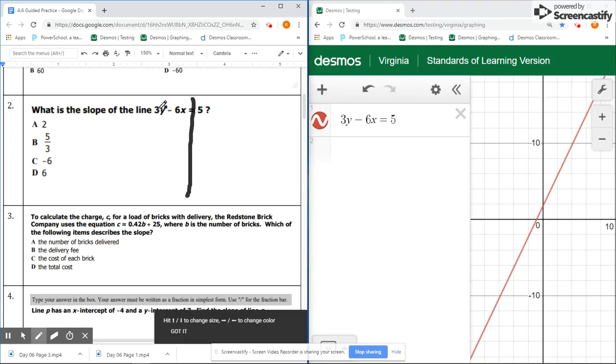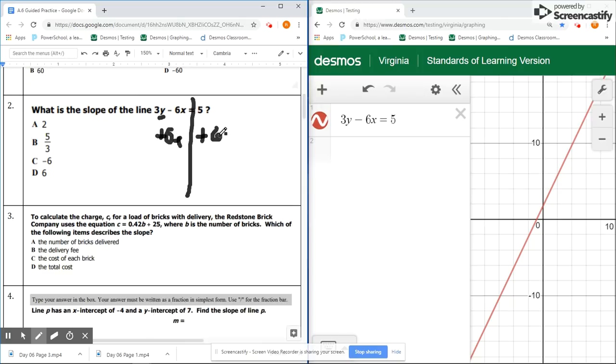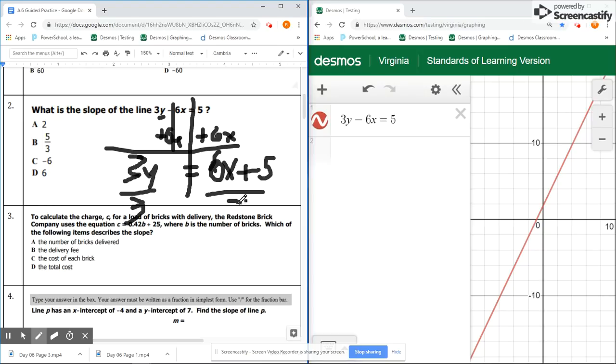We're going to solve this for y. We want to get y by itself. So the first thing we need to do is add 6x to both sides. Plus 6x. All right, we'll get 3y, this will cancel, equals 6x plus 5. Okay, and then we need to divide by 3 on both sides. We get y equals, so 6 divided by 3 is 2x, and then plus 5 divided by 3.